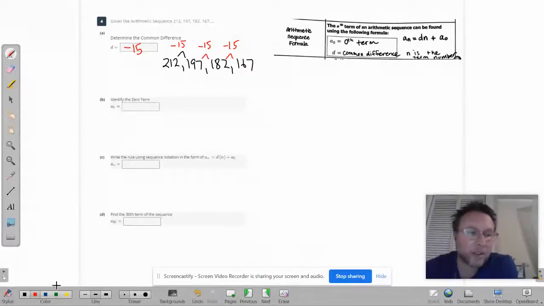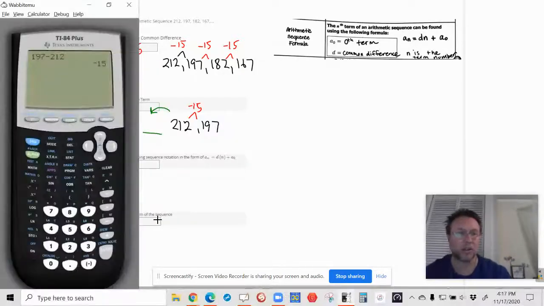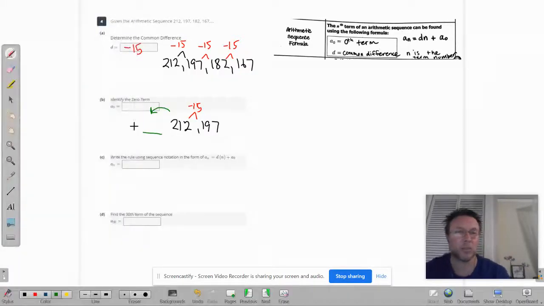What if I count backwards? So let me count back. This was my 0 term. So if I'm at 212, and it's going down by 15, right? Then if I want to go the other direction, if I want to count back to my 0 term, I'm going to have to add 15. So let me do 212 plus 15, because I'm going the other direction. So 212 plus 15, because it's getting smaller, I'd be at 227.